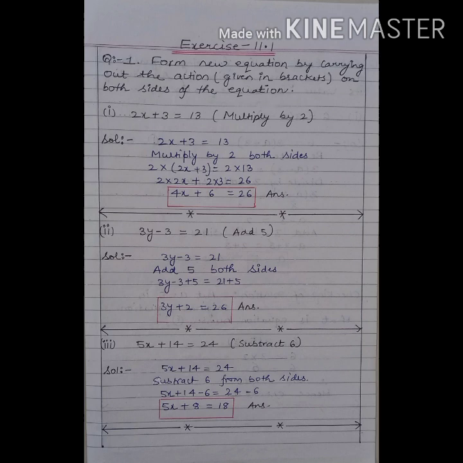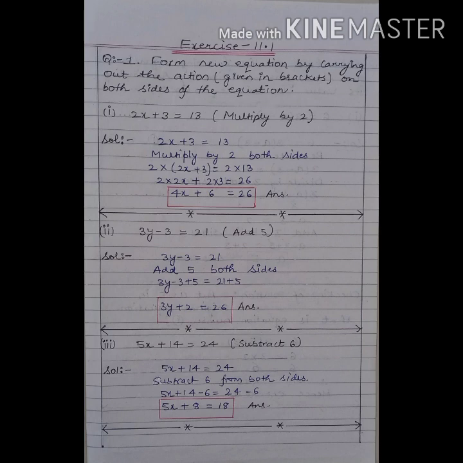Now we will take a few questions from exercise 11.1. Now first of all, question number 1. In question number 1, it says form new equations by carrying out the action given in brackets on both sides of the equation. It means one operation is given, which has to be applied on the equation, given in the bracket. Now consider the first part of this question.